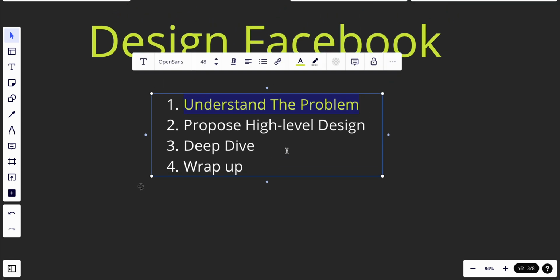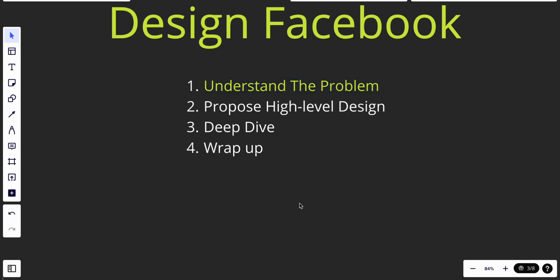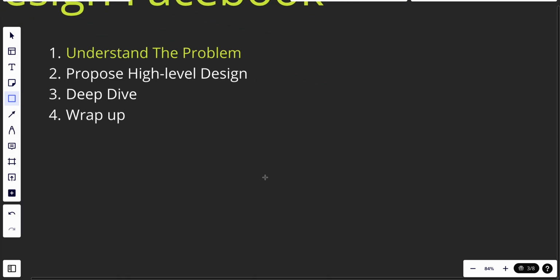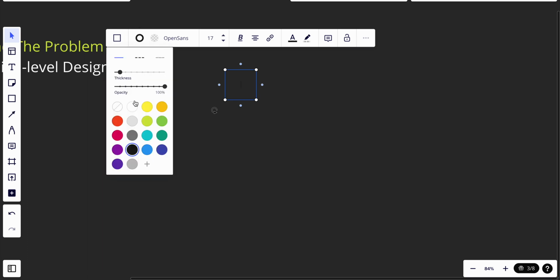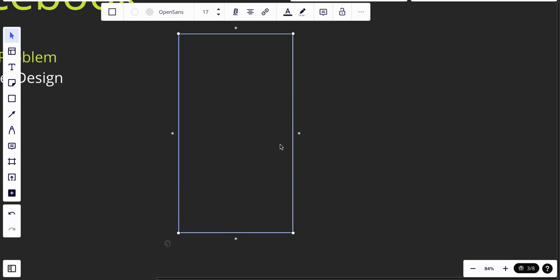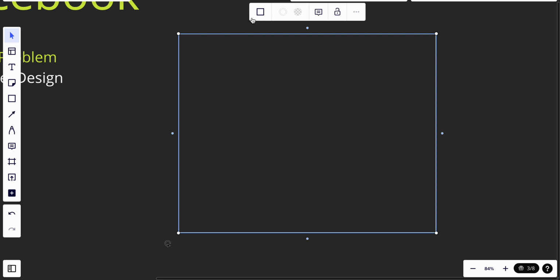When we understand the problem, we want to ask from 5 to 10 questions to understand what we are building. So let's put a shape here, and for this one, we'll start to ask questions.